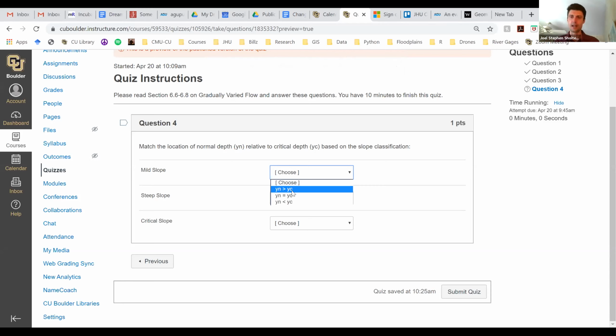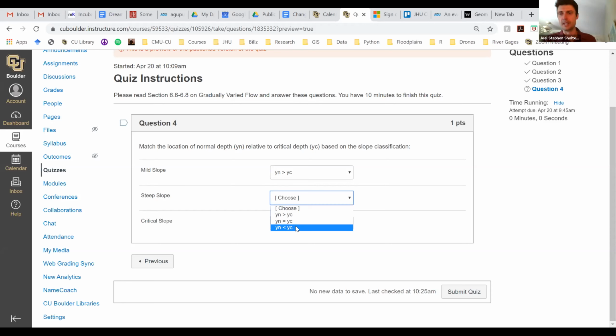So whenever we have a mild slope, the flow is always going to be trying to come up, up, up towards normal depth above critical depth. For a steep slope, it's the opposite. If we use Manning's equation to calculate the normal depth, it's actually going to be supercritical. So the Froude number, what would the Froude number be at our supercritical flow?